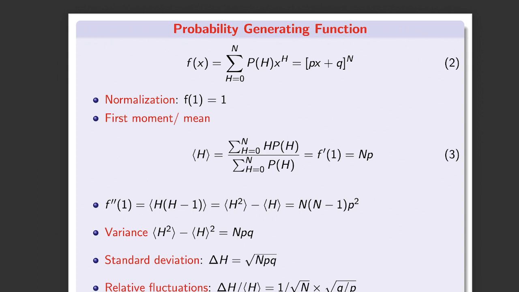And relative fluctuations, that is standard deviation with respect to mean, is equal to 1 over square root of n times square root of q by p. When q is equal to p, then this expression will simply reduce to 1 over square root of n. This 1 over square root of n tells you how the error will reduce. So this is an important aspect. So let me stop here.